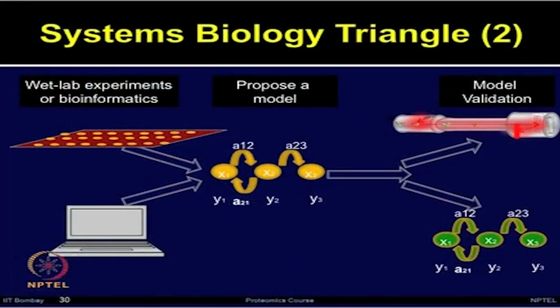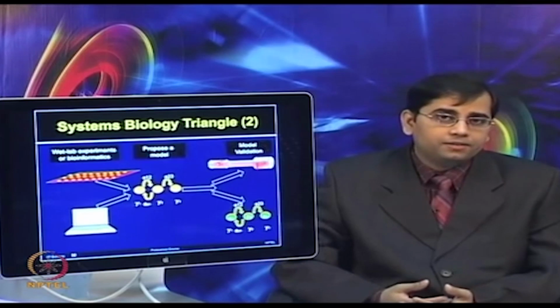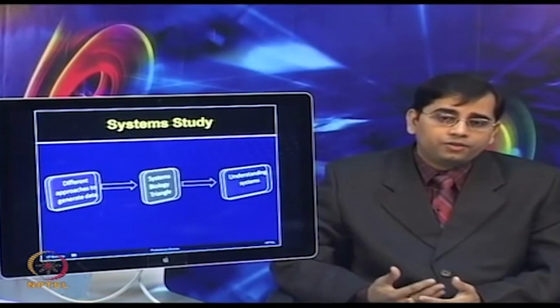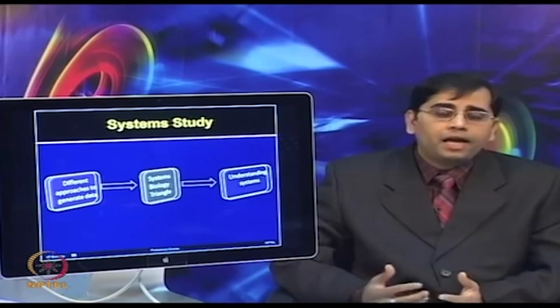So, in the systems biology triangle, the wet lab experiments or bioinformatics based data analysis can be used to propose a model. The model building is an aid to understand the complex system and some hypothesis can be generated, which could be used further to propose more quantitative models or predictive models, and also it can be used for independent techniques for the model validation. So, what is a system study? First of all, the difference between systems study and the component study one needs to understand, and this is what we have tried to emphasize in the previous slides. After generating the data set and creating the systems biology triangle, this information can be used for understanding the systems at a more complex and mechanistic level.